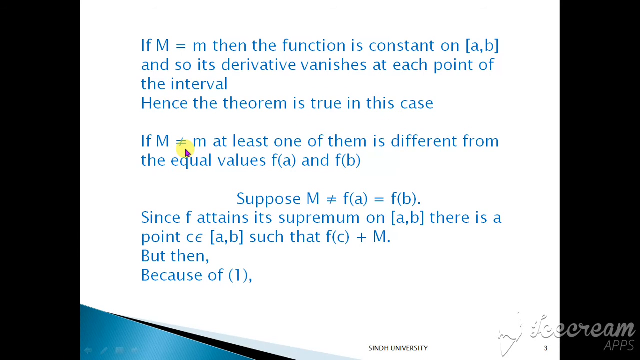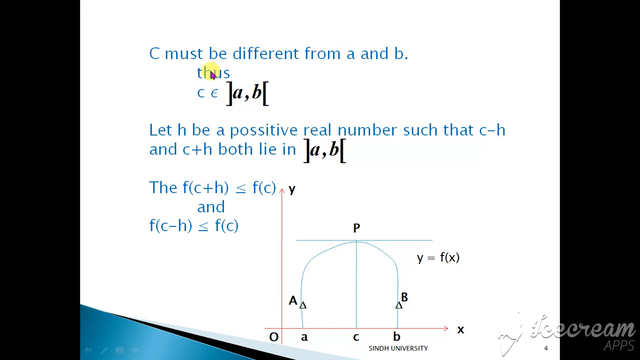If M is not equal to m, at least one of them is different from the equal values f(a) and f(b). Suppose M is not equal to f(a), which is equal to f(b). Since f attains its supremum on [a, b], there is a point c belonging to (a, b) such that f(c) is equal to M. But because of 1, c must be different from a and b, so c belongs to the open interval (a, b).